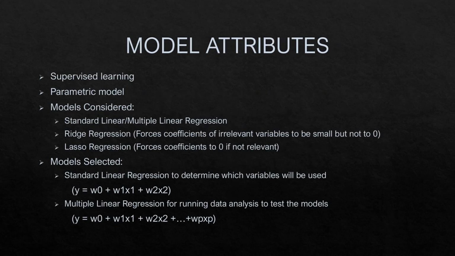For the model attributes, we used supervised learning, and it's a parametric model. We considered standard linear and multiple linear regression, ridge regression, and lasso regression. I chose standard linear and multiple linear regression just because we didn't want to force the coefficients of low or irrelevant factors down to zero. And so the model selected, as you can see, is the standard linear regression to determine which variables will be used, and multiple linear regression for running data analysis to test the models.